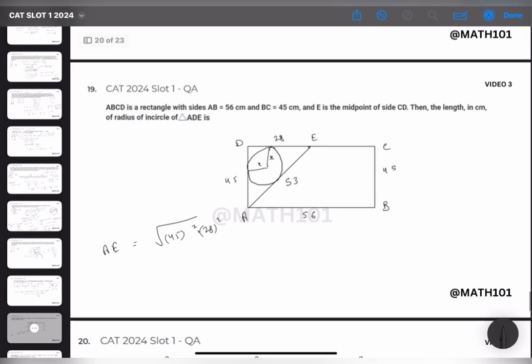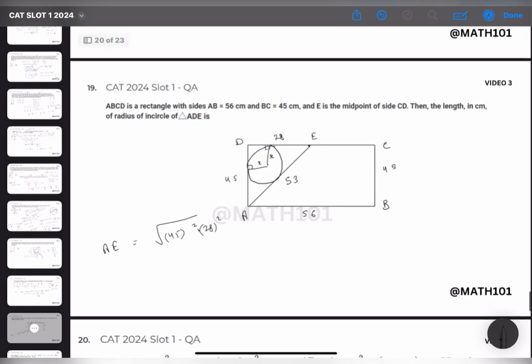As R is the inradius, we know that this angle is 90 degrees. So what we will do is find the area of triangle AED in two different ways. So it obviously is half into ED into AD because it's a right triangle. Half into 45 into 28 is equal to.